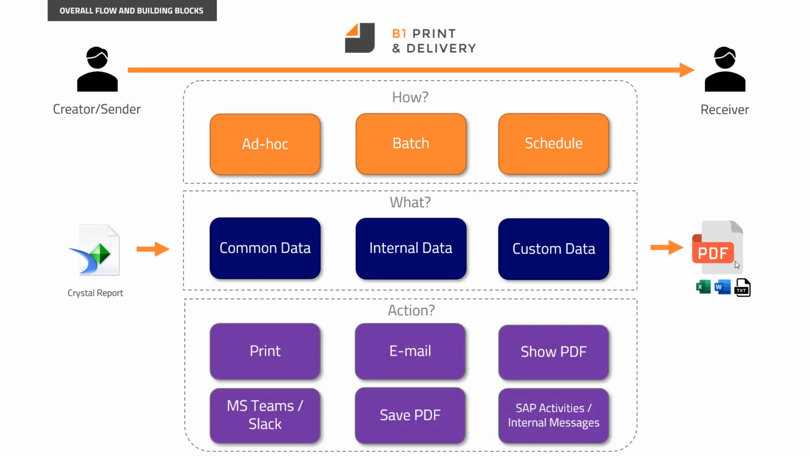Finally, there are the actions. There are the traditional actions like print, email, show PDF, and so on. But there are also more advanced and automated actions like MS Teams, where you can send a notification, you can save a PDF, or you can do SAP objects, like create an activity every time you save it, and so on. So that is what we have with how, what, and action. And we can mix and match these to your heart's content.